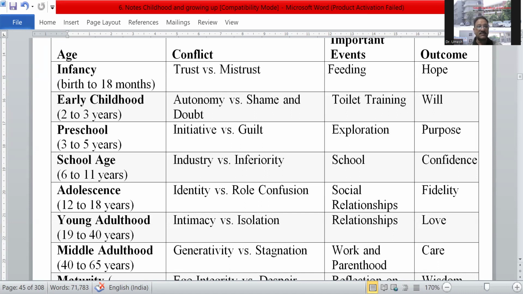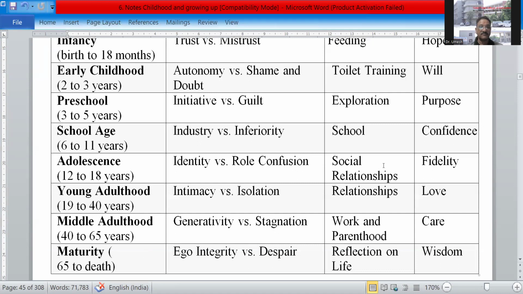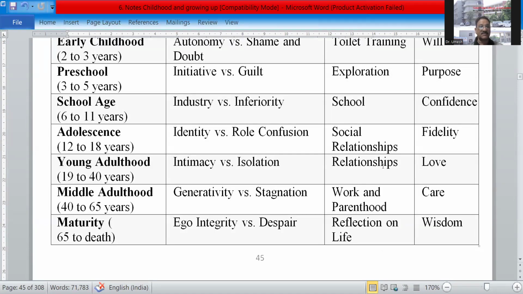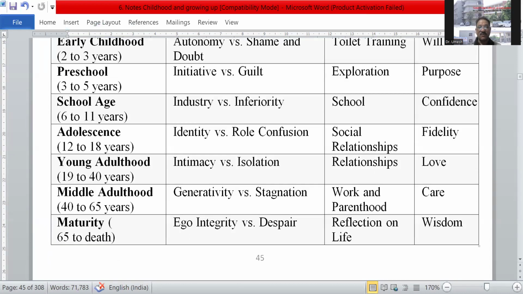After that, the next stage comes, adolescence, from 12 to 18 years. Here it is identity versus role confusion. That means the adolescent starts to make relationships, which is called social relationship. The outcome is fidelity. What is fidelity? It means an adolescent experiments with and develops identity and roles. If he succeeds, he gets identity. Otherwise, he or she becomes confused.